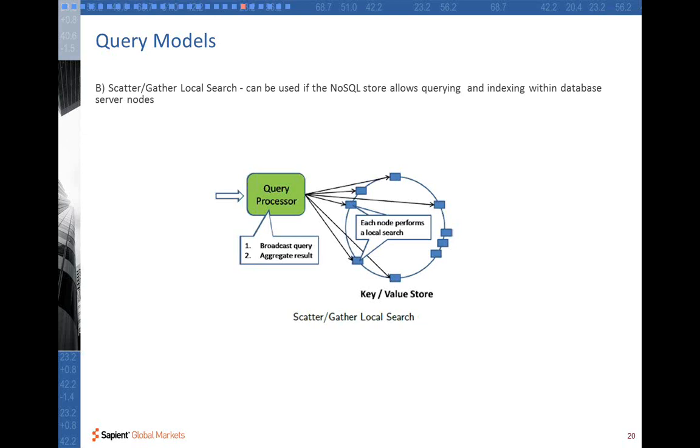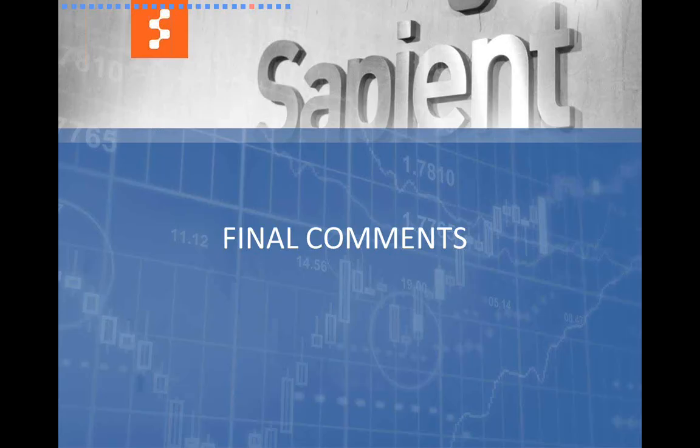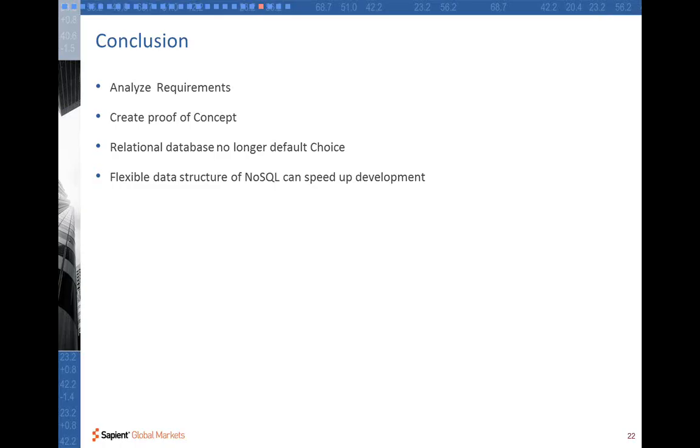Obviously, as we are ending now, the final comments. Each NoSQL database has its own strengths and weaknesses. Analysis of system requirements is therefore crucial to ensure that the NoSQL database in question is a good fit.